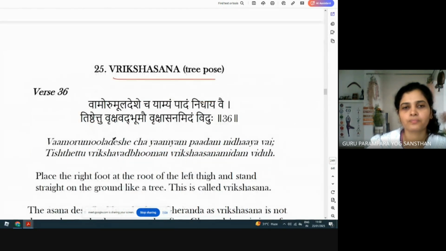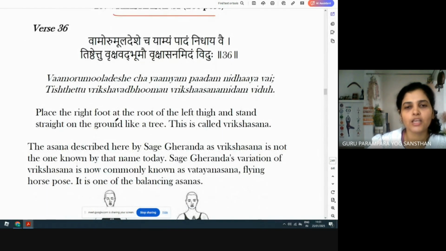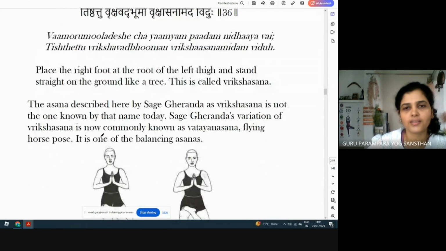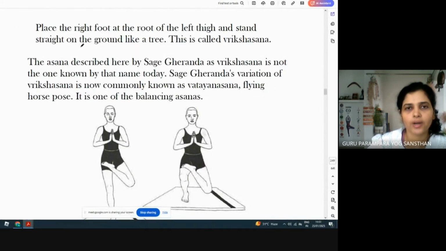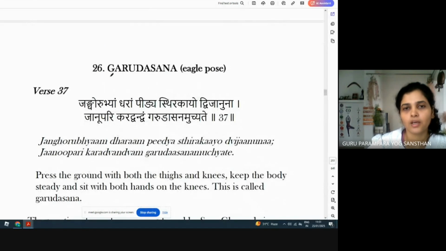Vrishchikasana. Vama ru mule deshe cha yamam yamnyam padam nidhaye ve tishtantu vraksha vada bhumo vrakshasana vidam vidu. Place the right foot at the root of the left thigh and stand just like that, straight on the ground like a tree.